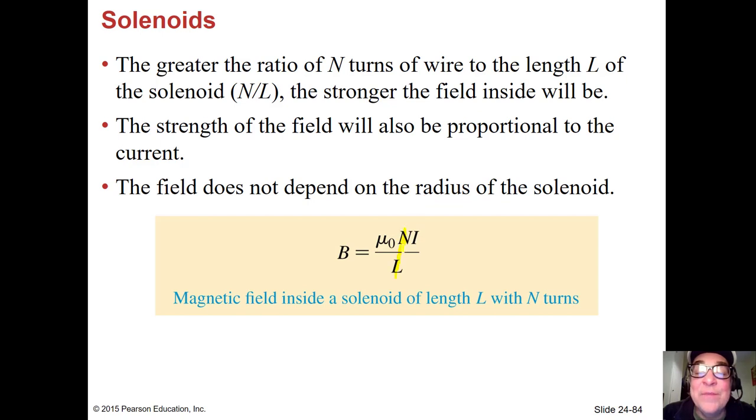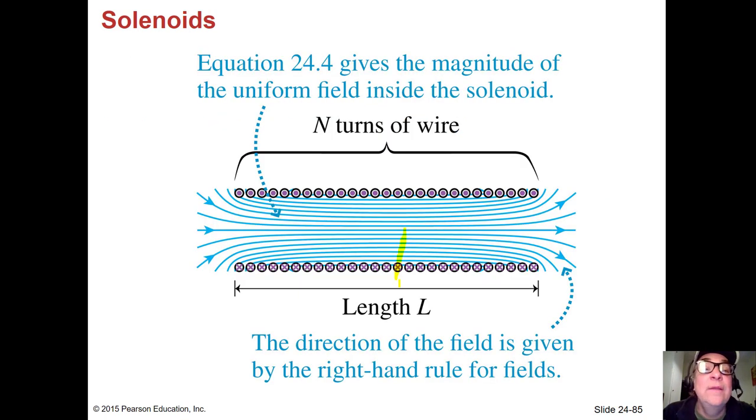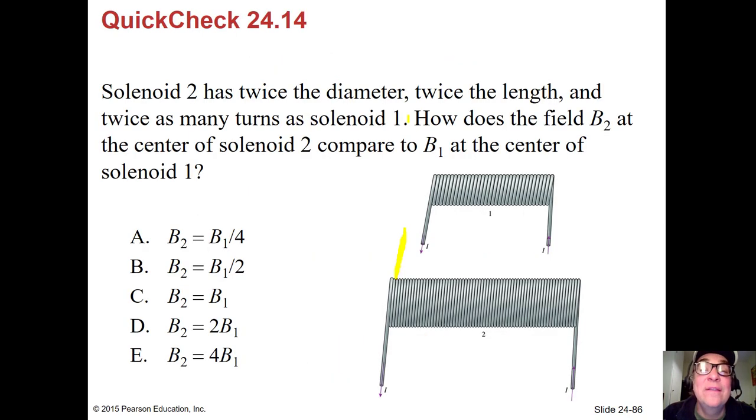So sometimes problems will just give you N over L right away. They'll say it's like 1,000 turns per meter or something like that. Okay, so just be careful. Sometimes N over L is just given to you as one number. Okay, and this is the magnetic field inside the solenoid. It might look something like this. Here's the length of the solenoid. N is the number of turns. μ0 is just a constant, and I is whatever the current would be. Same thing, magnetic fields measured in Teslas.